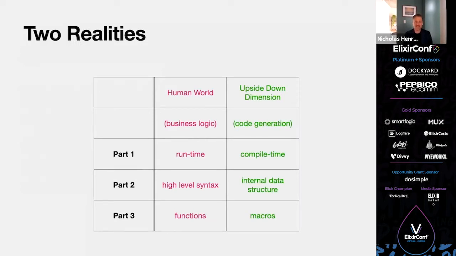In Elixir, I like to think that there are these 2 realities. We have a human world and an upside down dimension. In our human world, we're writing business logic that gets executed at runtime. And we write in the high-level syntax of Elixir that we love, and we define our business logic and functions. But in the upside down dimension, we're involved in code generation. And rather than programming at runtime, we're programming for compile time.